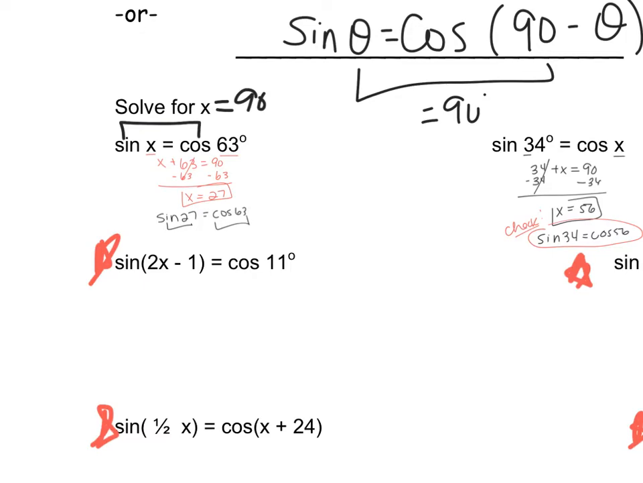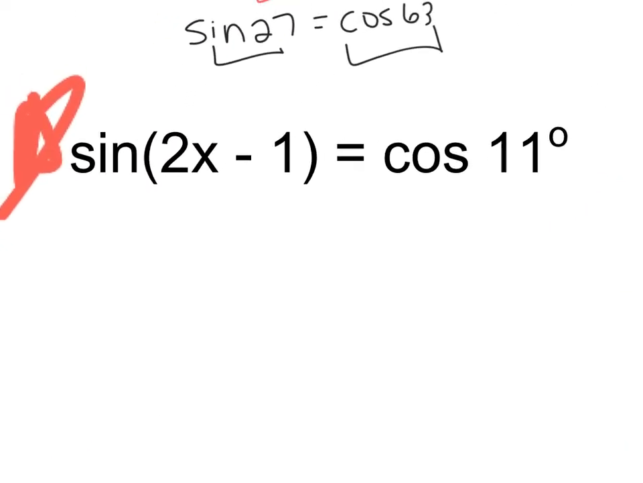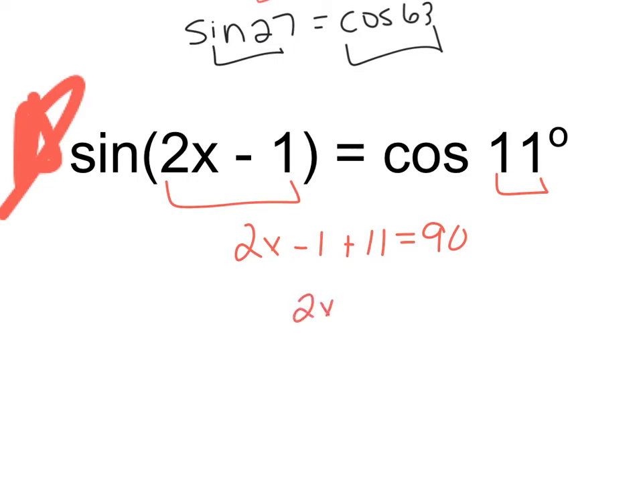Okay, so we have the sine of 2x minus 1 and the cosine of 11. Again, we just do angle plus angle equals 90. So I have 2x minus 1 plus 11 equals 90. We combine our like terms, and we get 2x plus 10 equals 90. We're at the stage in our mathematical careers where Mr. O'Sullivan does not need to show every single step of the equation. I get rid of a plus 10 by subtracting 10. So 90 minus 10 is equal to 80. And then I divide both sides by 2. So I get x equals 40.